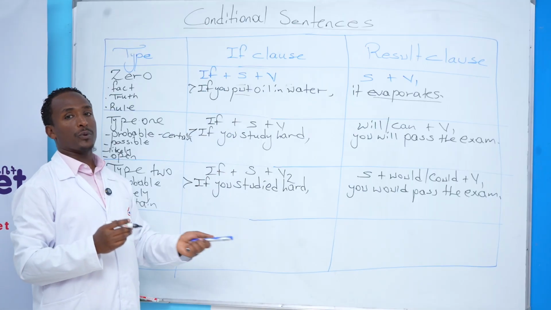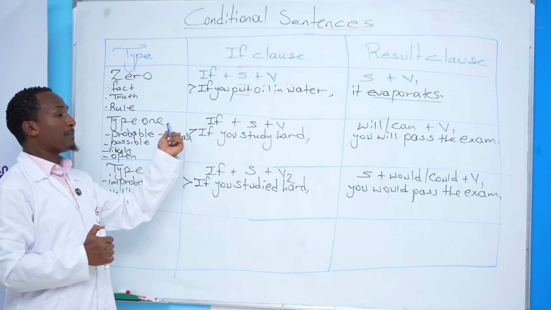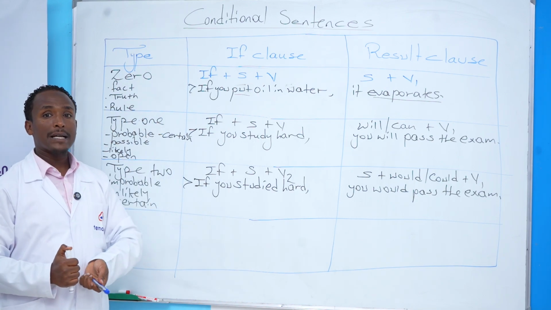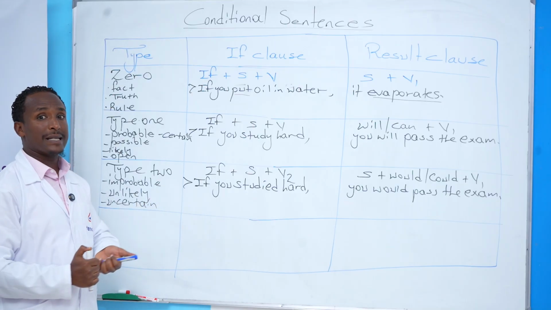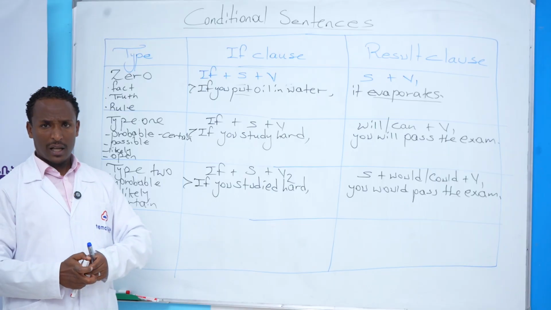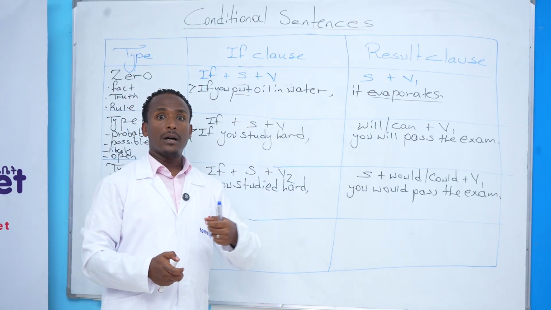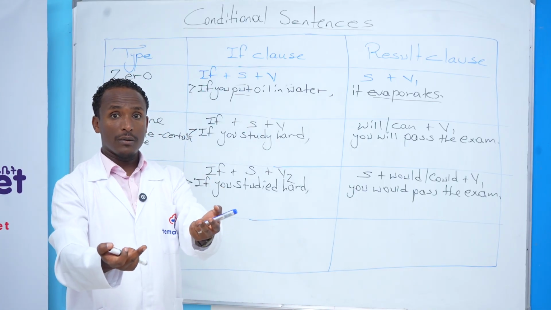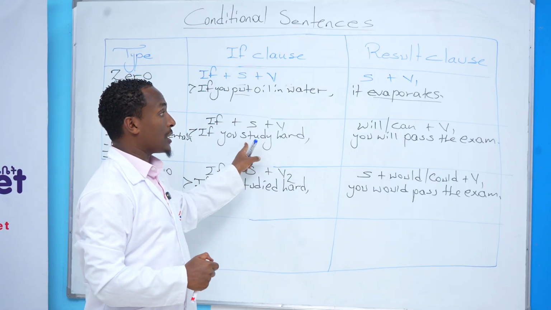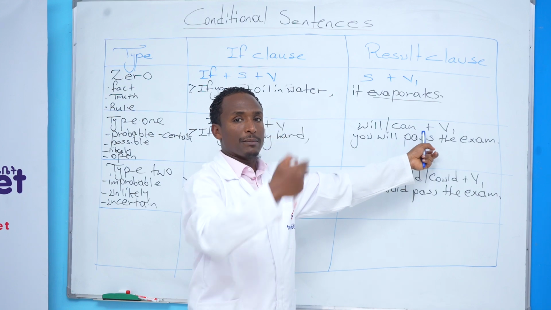So, what is the main difference between conditional type 1 and conditional type 2? Conditional type 1 is probable and conditional type 2 is improbable. Conditional type 1 is certain and conditional type 2 is uncertain. Conditional type 1 is likely and conditional type 2 is unlikely. If somebody says, if you study hard, I know you study hard and you will pass the exam in the future.